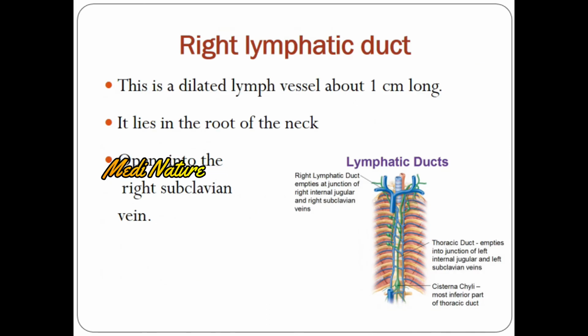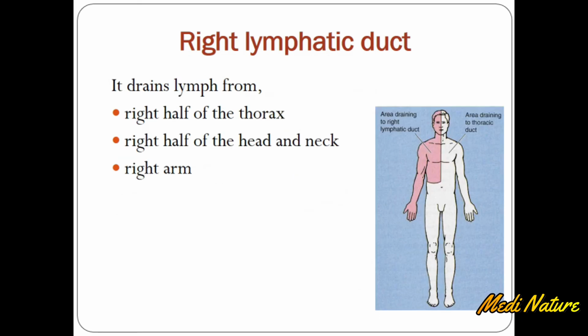Let's see about the right lymphatic duct. It is a dilated lymph vessel about 1 cm long, so relatively it is very short. It lies in the root of the neck, and finally it opens into the right subclavian vein. As the name implies, the right lymphatic duct lies in the right side of our body. The right lymphatic duct drains lymph from the right half of the thorax, the right half of the head and neck, and from the right arm.